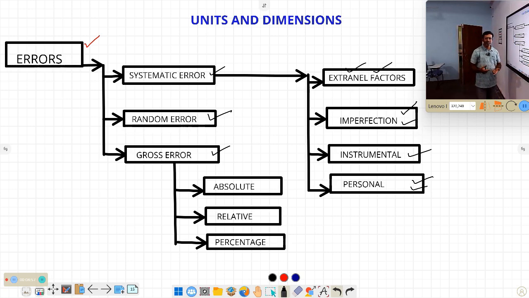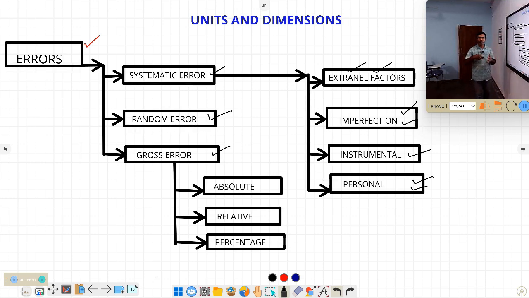Also, sometimes there is psychological error. Psychological means while you are performing the exam, reading, you may get confused and note down one value in place of another. That error also comes under personal error, in the case of systematic error based concepts. Next one is gross error.